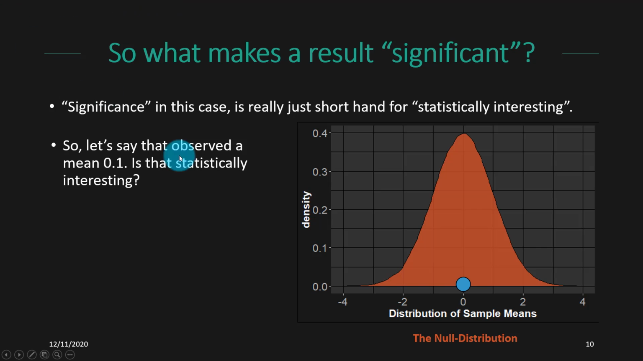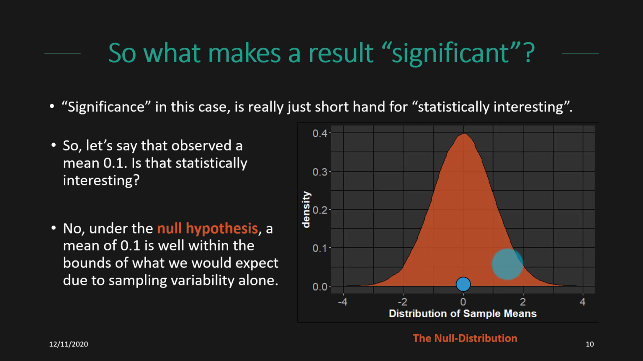So let's say that this is our null distribution, and I observe a sample mean of 0.1. Is that statistically interesting or unusual given the null distribution? And no, not really. Under the null hypothesis, like what we're seeing in the red curve here, a mean of 0.1 is well within the bounds of what we would expect due to sampling variability alone.